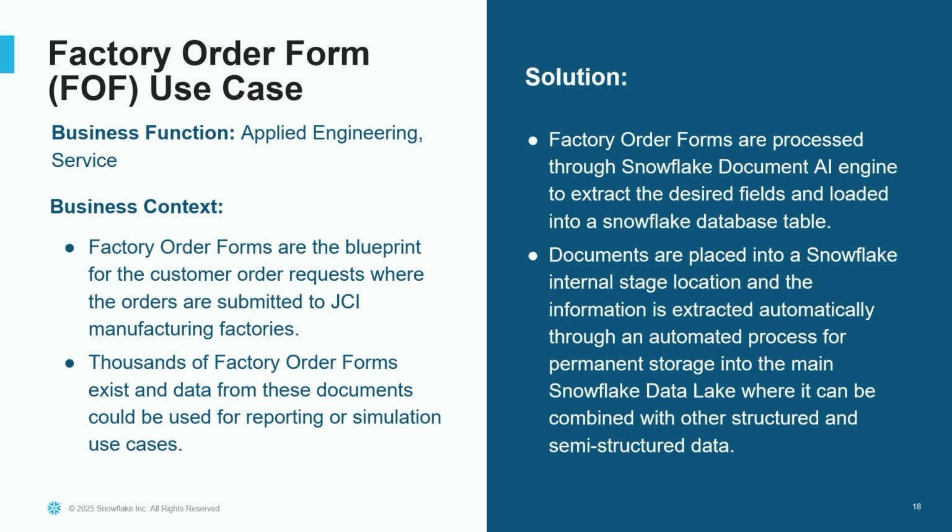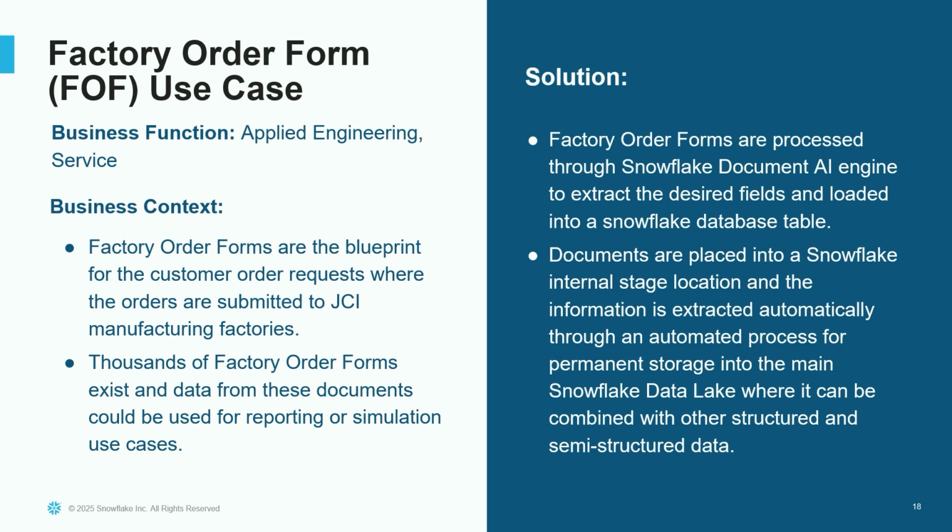And factory order forms is a good example of that. A factory order form is basically a blueprint for a customer order request. So the customer is ordering a chiller. The factory order form has all the details on all the specs, what's in there. This is the original document in terms of what the original order was. Remember that? I'll come back to it in a second. So we have thousands of them. They exist, and data from these things could be used for reporting, simulation use cases, you name it.